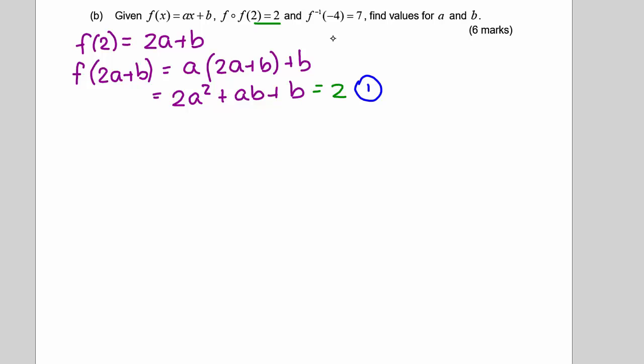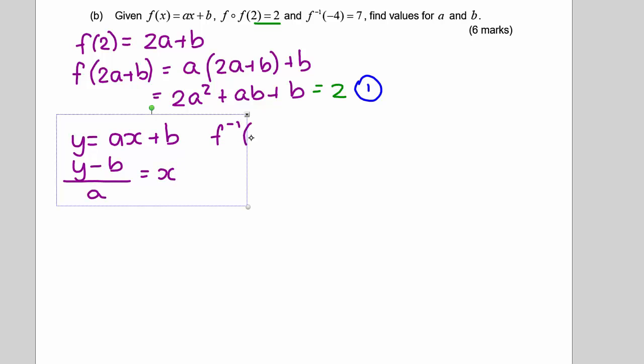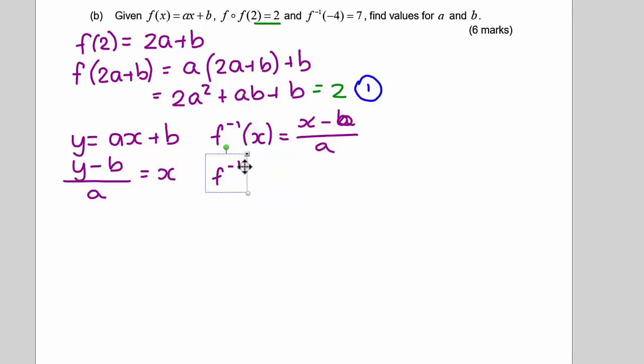F to the minus 1, as the inverse function of minus 4 is 7. So if we know that y equals ax plus b, then y take away b divided by a equals x. So we know that the f of minus 1 of x equals x take b divided by a. So now I can substitute in negative 4 and know that that equals 7. So that's negative 4 take b all over a equals 7.